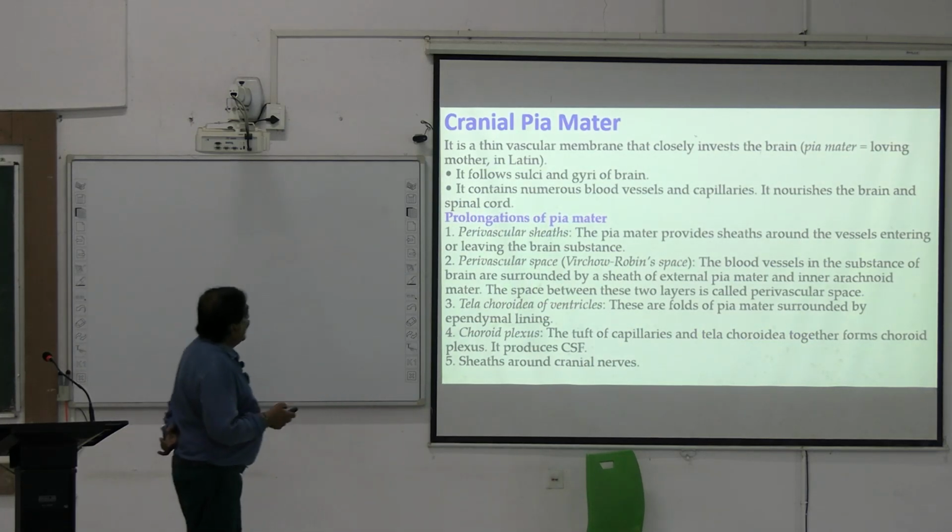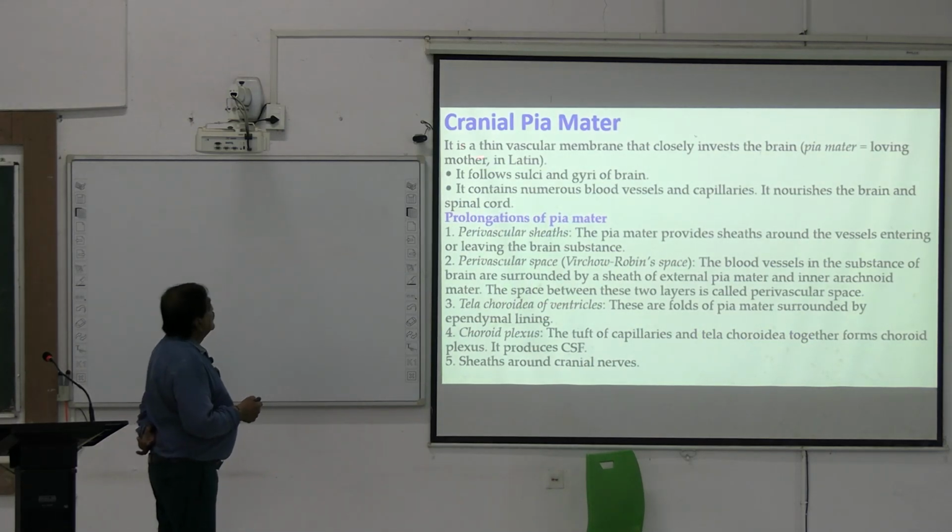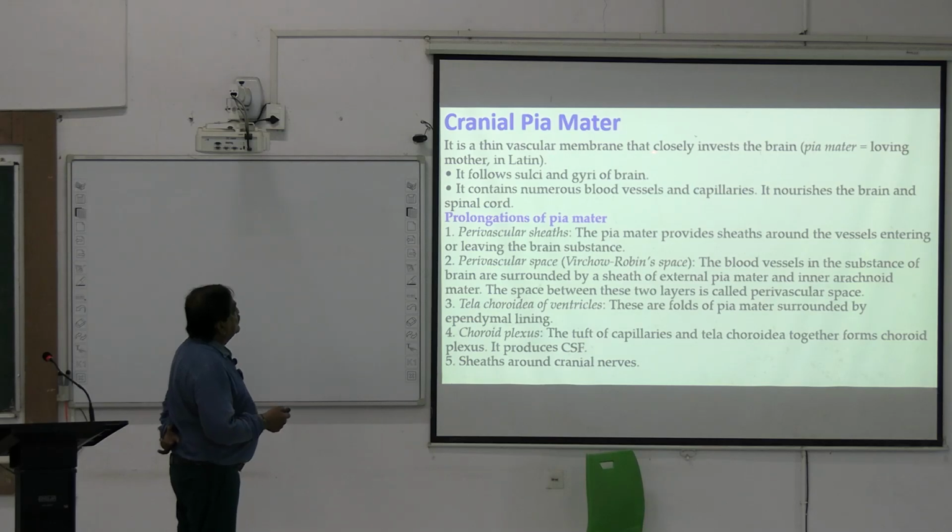Cranial pia mater: it is a thin vascular membrane that closely invests the brain. Pia mater means loving mother in Latin. It follows the sulci and gyri of the brain.